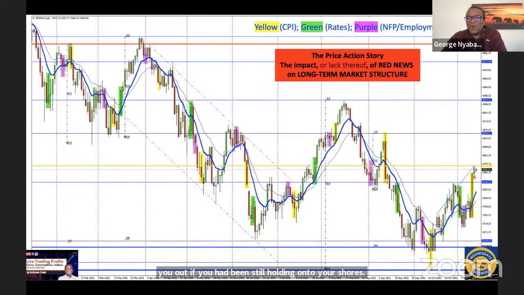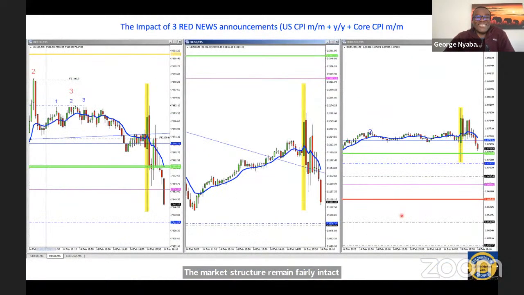It's a lower probability case, but if you look at this whole structure that I have, which is probably a good part of 2022, the market structure remained fairly intact. Now, when you go into the actual day, when you go intraday now, it's a completely different thing. That's what I want to highlight.